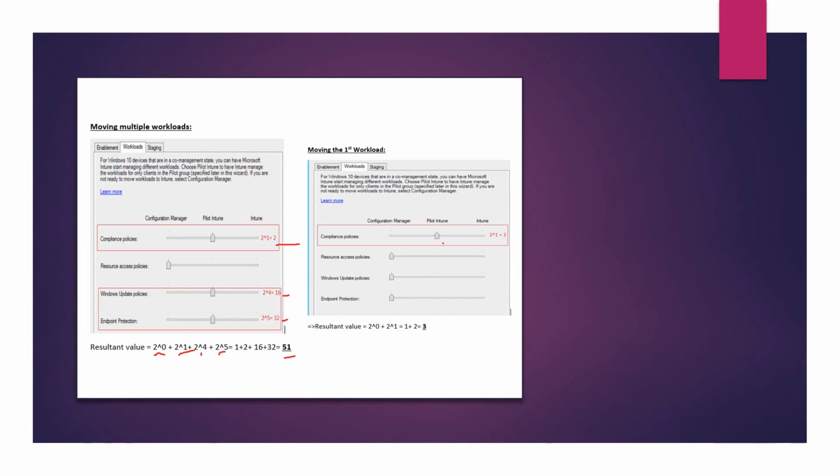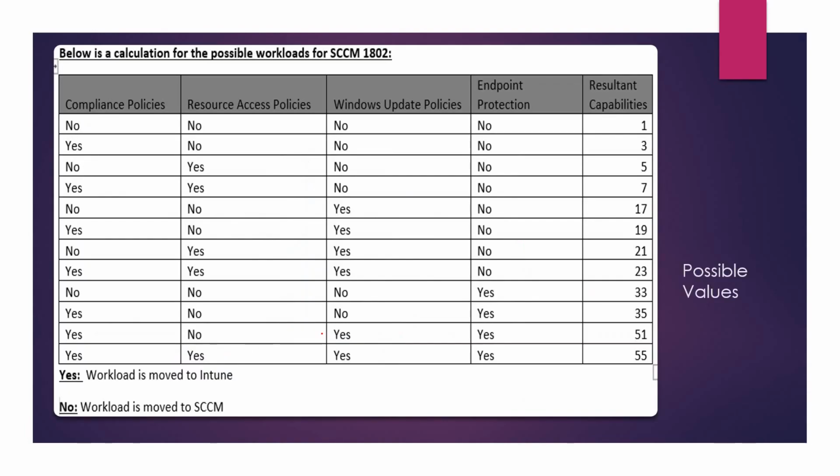If we just moved one of them, then the value for the compliance workload is 2 to the power 1, that is 2. So the resultant value is going to be the default value plus 2 to the power 1, that is 3. So this default value is always there, because this is the value of SCCM. If everything is at SCCM, this is going to be the only value. If everything is at Intune, then all the corresponding workloads will be added along with the resultant value. So if you do an addition of everything, it is going to come to 54 plus the default value. Therefore, the maximum value of co-management workload in this case would be 55.